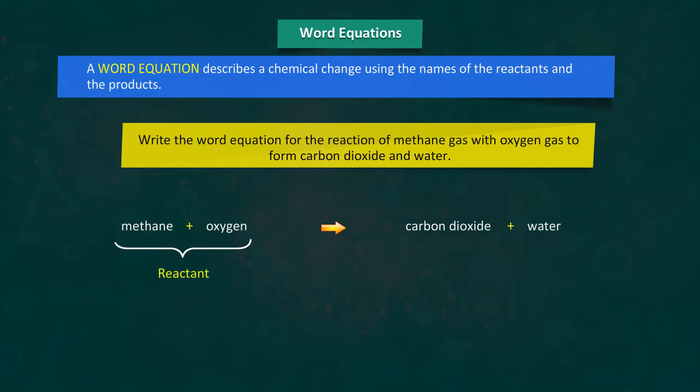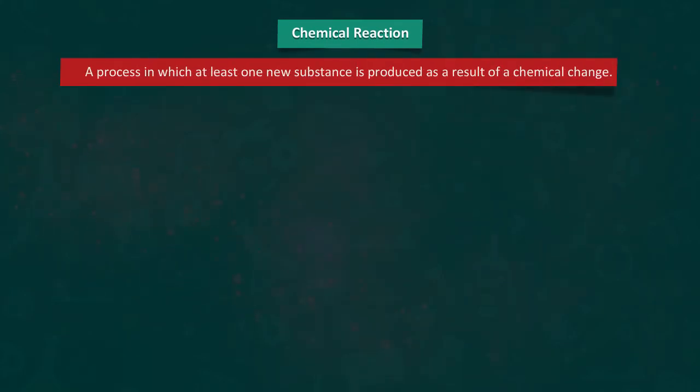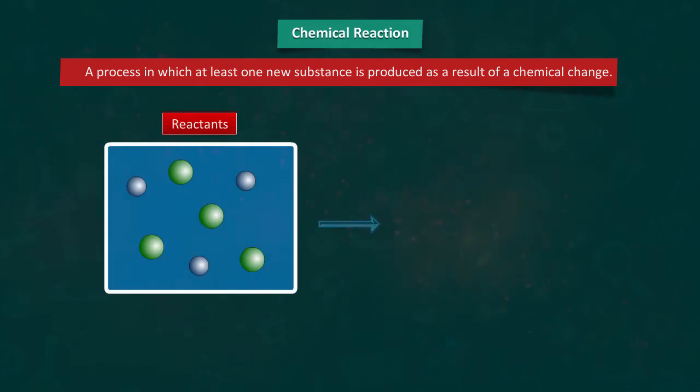Let's understand a chemical reaction. A process in which at least one new substance is produced as a result of a chemical change.